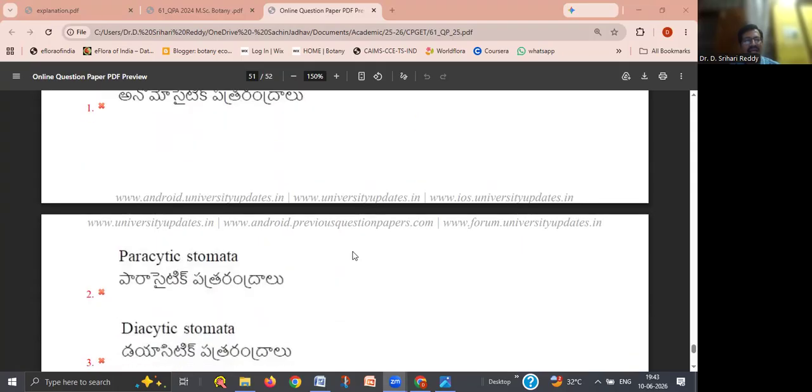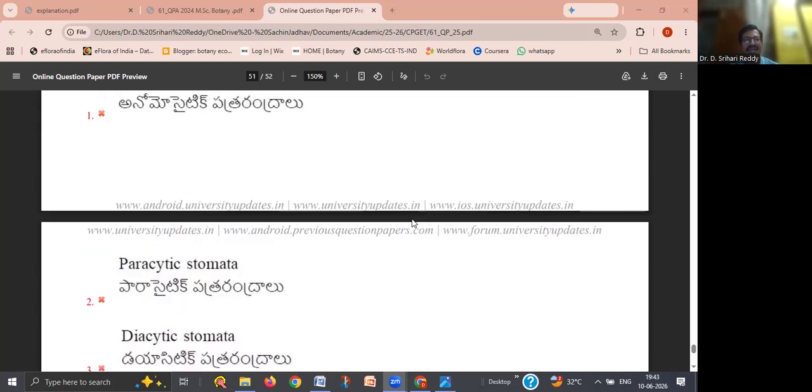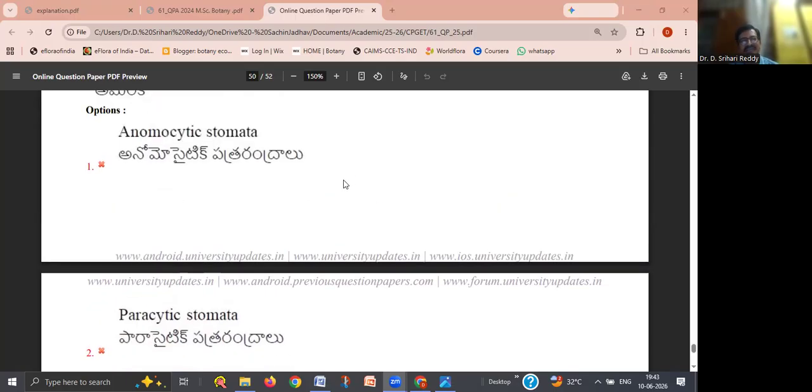In the case of anisocytic stomata, we find three unequal sized subsidiary cells. In diacytic stomata, we find only two subsidiary cells surrounding the guard cells. In paracytic also, there are only two subsidiary cells. In anomocytic, there are more than three subsidiary cells.